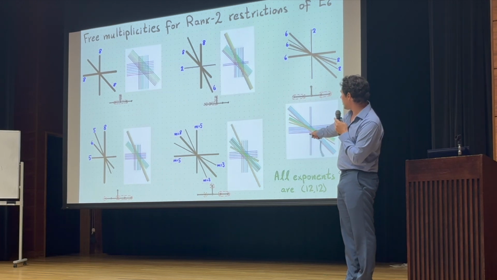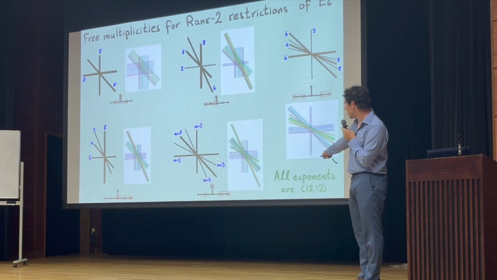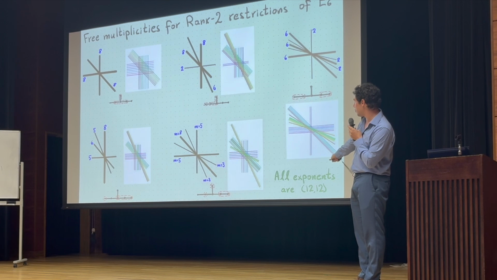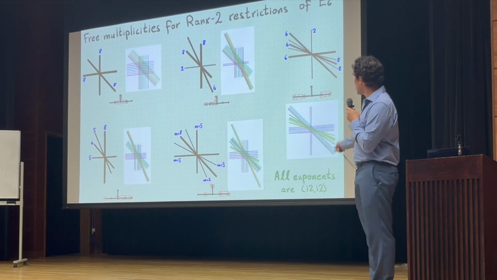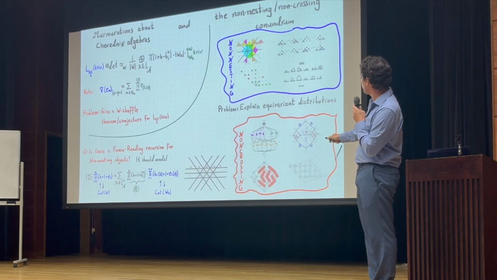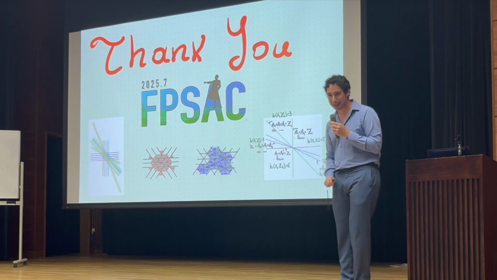So these are pictures of the free multiplicities that correspond to the 5 rank 2 restrictions of the A2 arrangement. Again, you can see here that the multiplicities are really different. Okay, so I had another slide where I was talking about future work and ideas, but you can ask me about it. I'm going to stop with that. Thank you very much.